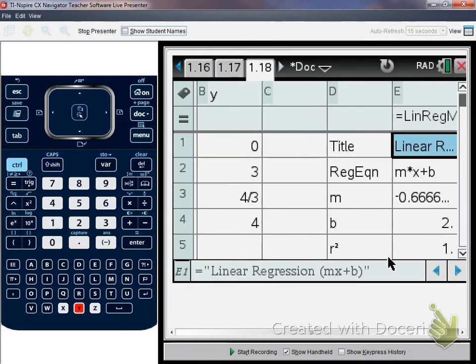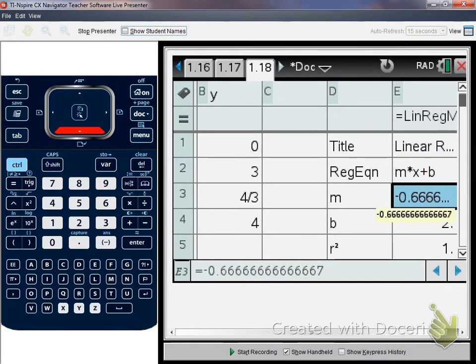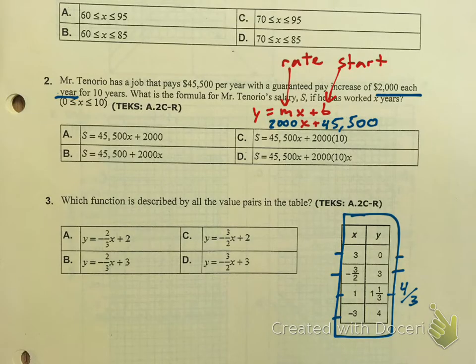But what you're going to find is it gives you y equals mx plus b. So on the right column there, your m value is negative 0.66 and your b value is 2. So looking at your equations, think about y equals mx plus b. You're going to have to turn the negative 0.66 into a fraction, but that will give you an answer.